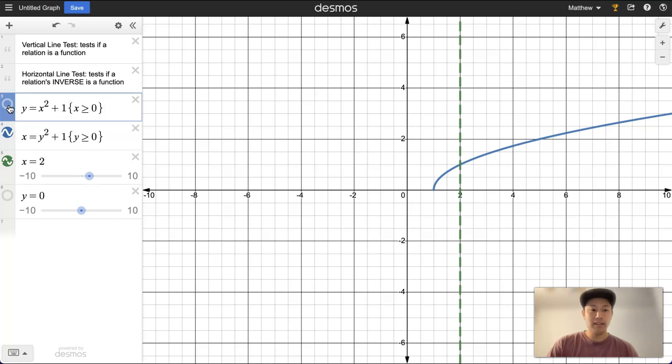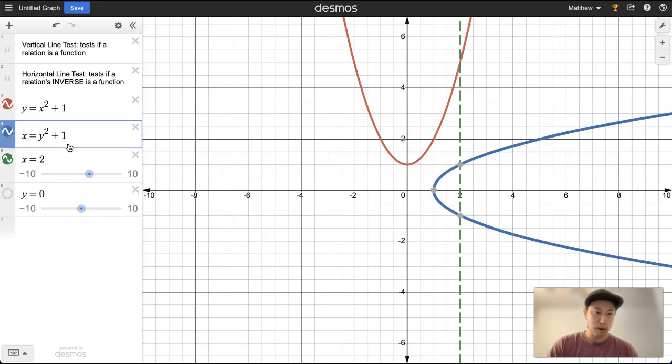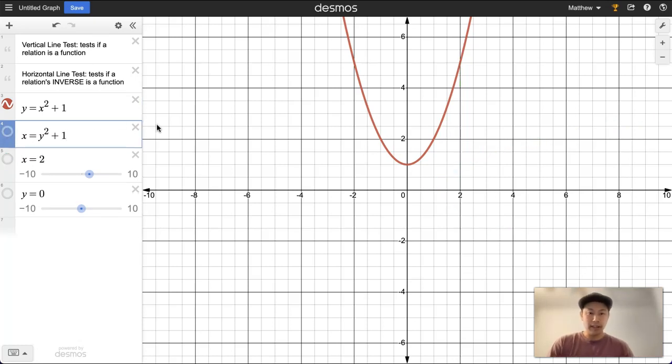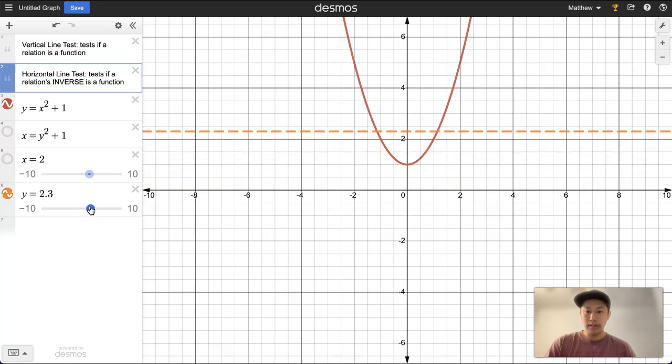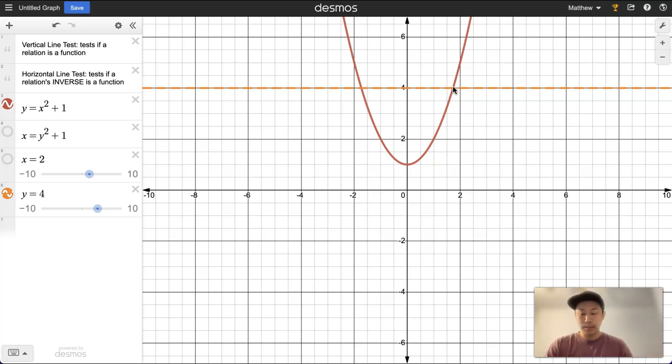From the very beginning, there's this thing called the horizontal line test. You probably saw it typed up here, but I'm going to explain it further now. Let's say I start with my original function again. The horizontal line test tests if a relation's inverse is a function. I'm going to draw a horizontal line now, and it has the same rules as your vertical line test. If it hits more than one point, like it does here at a y value of 4, it hits one point there and another point there, so it fails the horizontal line test, which means its inverse cannot be a function.